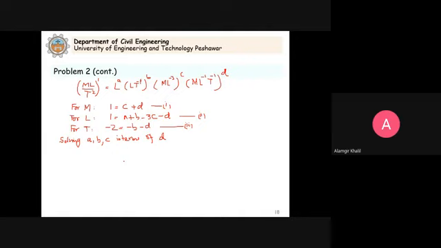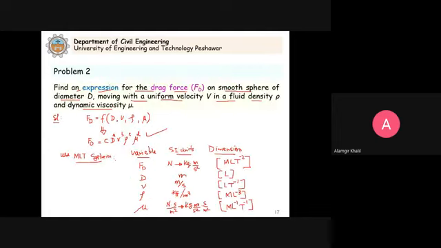So then what we will get? You will get A is equal to 2 minus D. B is equal to 2 minus D. You can solve. C is equal to 1 minus D. Clear? And D is equal to D because we express it in terms of the other 3. So now we put these exponent powers here in this equation.